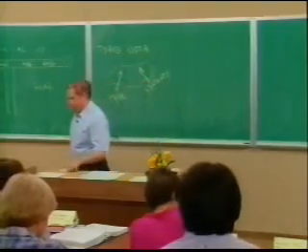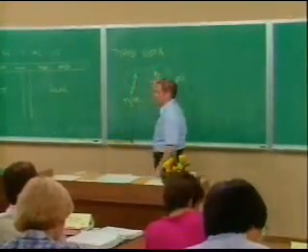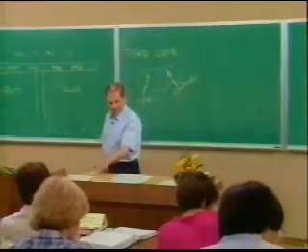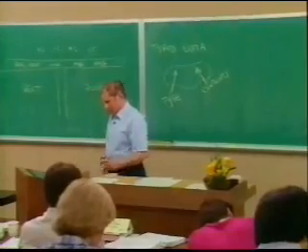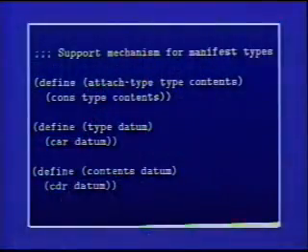How do we build that? Well, that's easy. We know how to build clouds. We can build them out of pairs. So here's a little representation that supports typed data. There's a thing called attach-tag that takes a type and attaches it to a piece of contents, and we just use cons. And if we have a piece of typed data, we can look at the type, which is the car. We can look at the contents, which is the cdr.